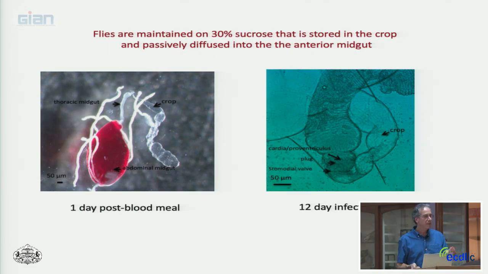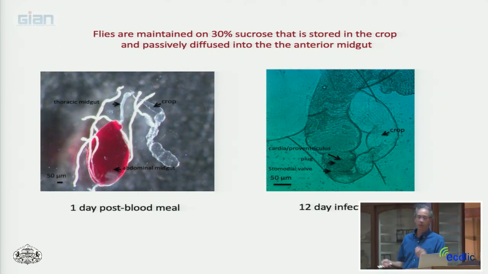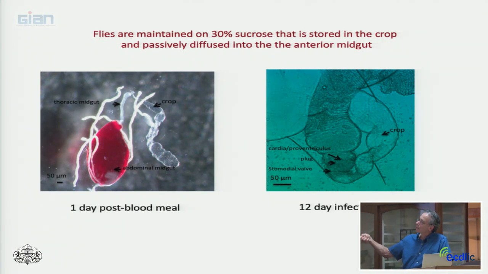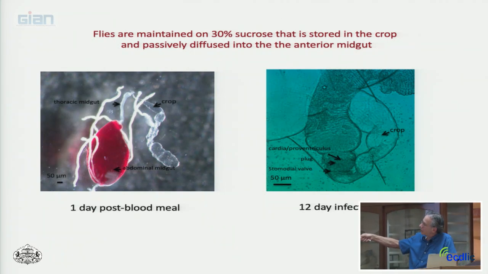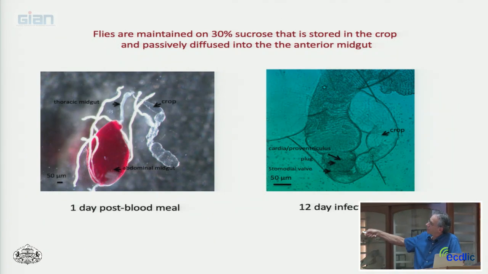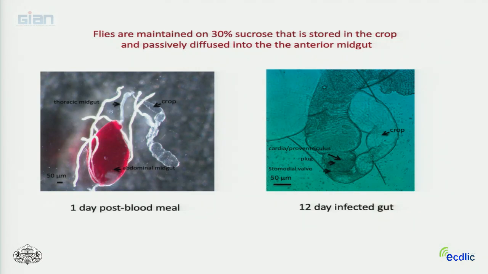The fly utilizes the sugars, the bacteria utilize the sugars, and the parasite utilizes the sugars as a critical carbon source for energy. But the sugars are stored here. So this is a higher resolution image of this crop and this duct that allows passive diffusion of the sugar meal into this anterior midgut here. And this again is the critical area where the metacyclics accumulate in the sandfly.